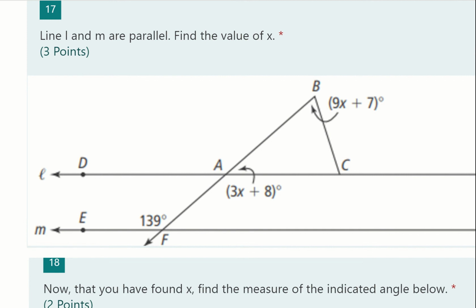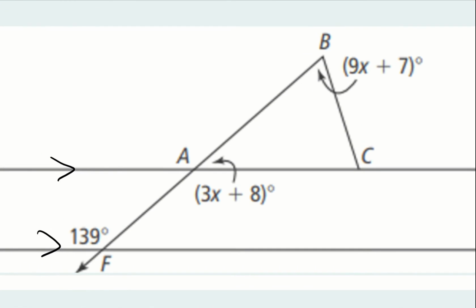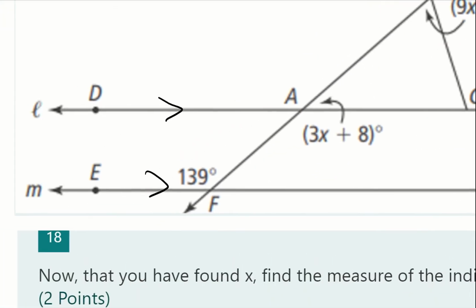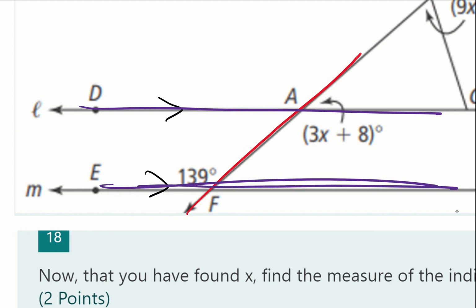Okay, so now a different type of problem. L and M are parallel, so these are parallel lines. Find the value of x. So notice that we have a transversal and we have two parallel lines.